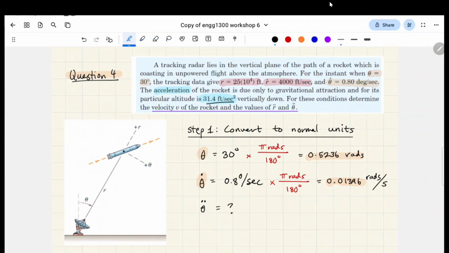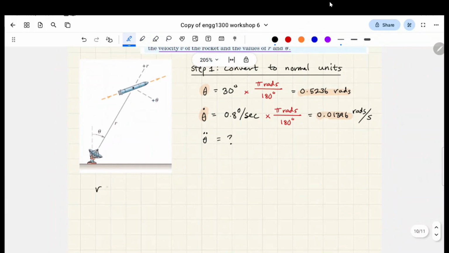Okay. Next, our radius was given as 25 times 10 to the 4 feet, so we're going to convert that. This is something I had to look up online because I didn't know what the conversion was, but it's 0.3048 meters per 1 foot, right?